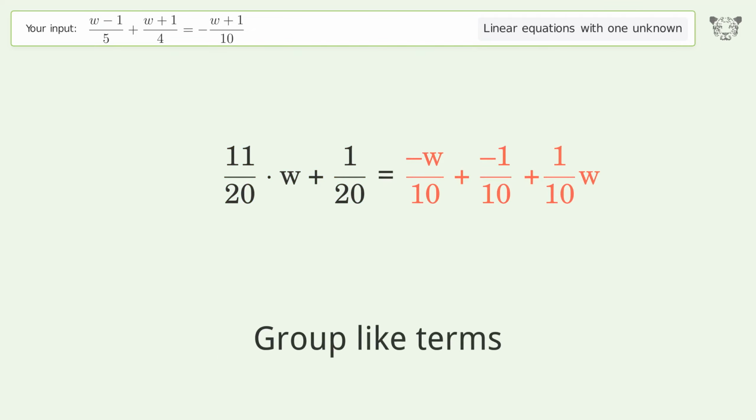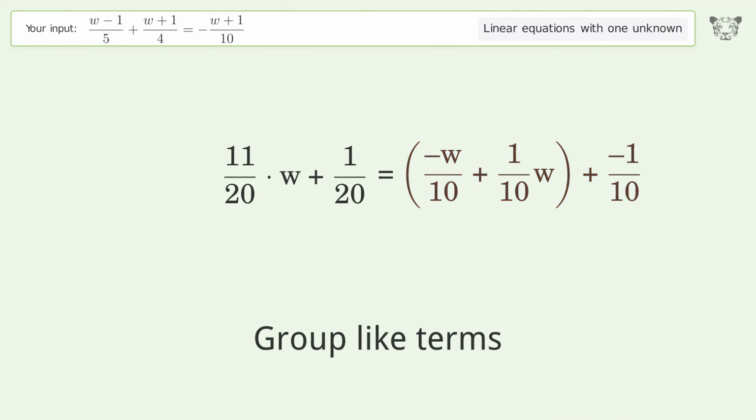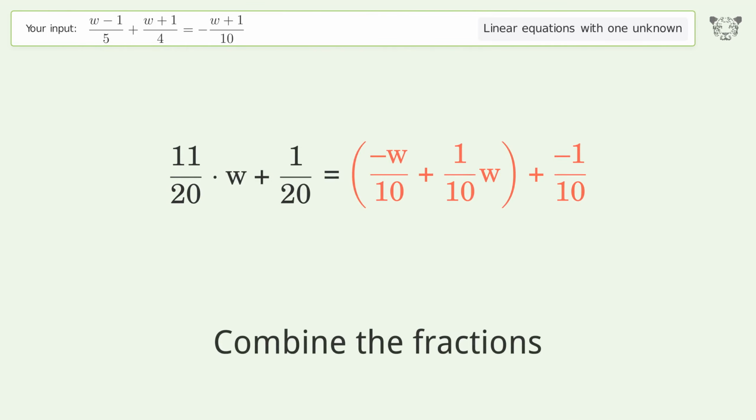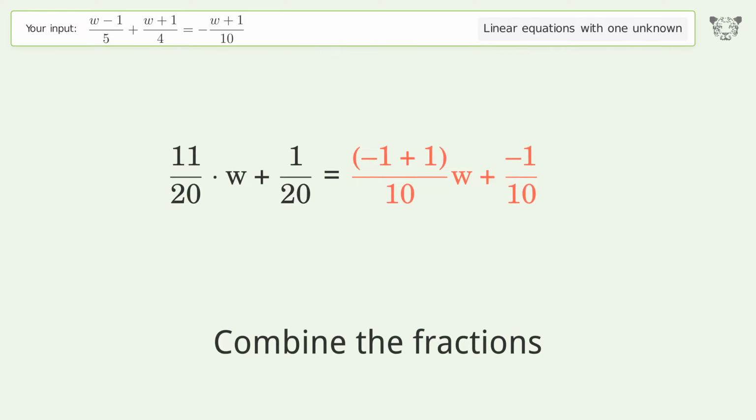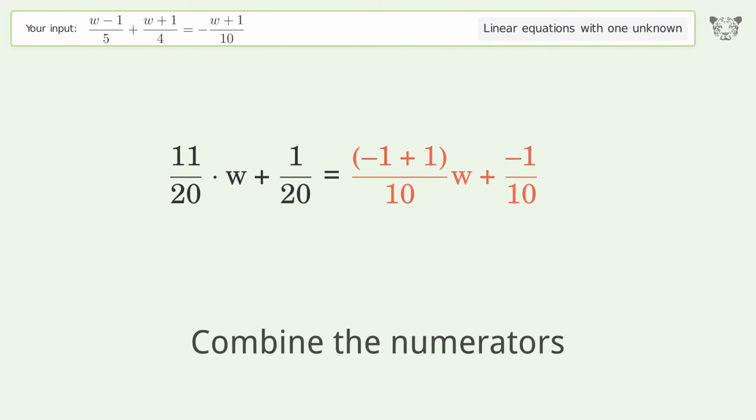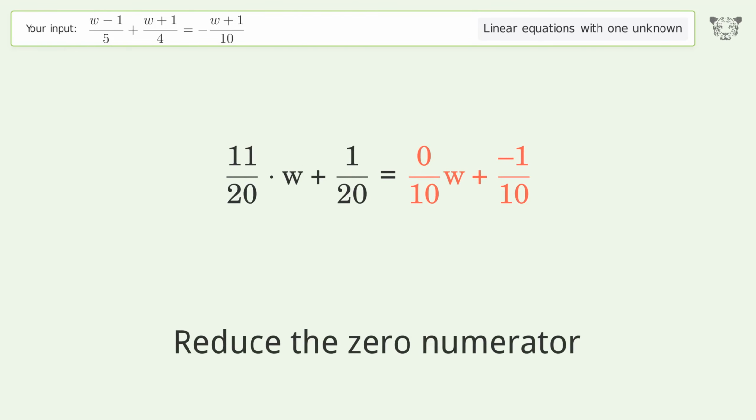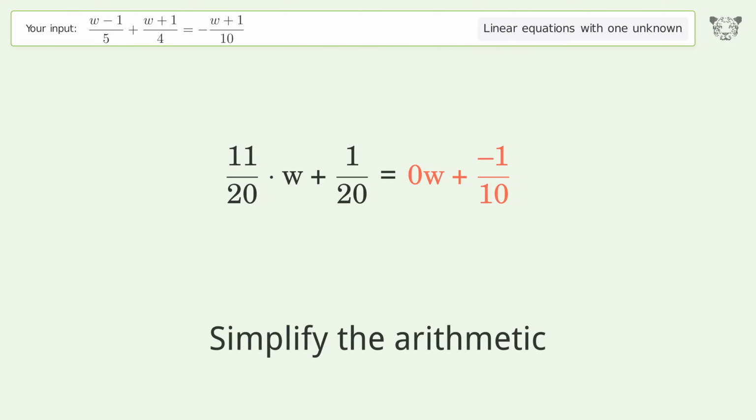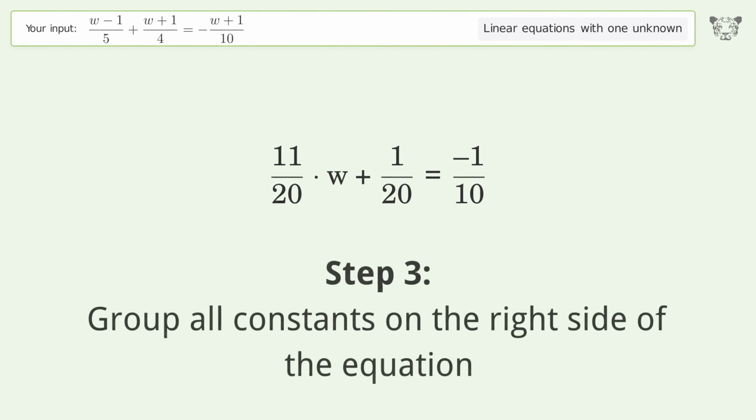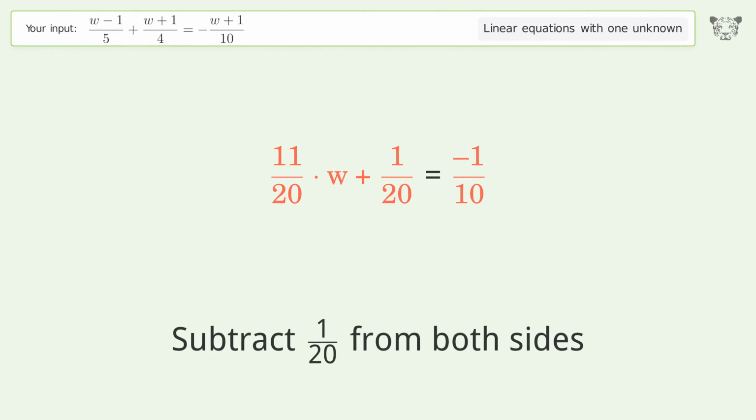Group like terms. Combine the fractions. Combine the numerators. Reduce the zero numerator. Simplify the arithmetic. Group all constants on the right side of the equation. Subtract 1/20 from both sides.